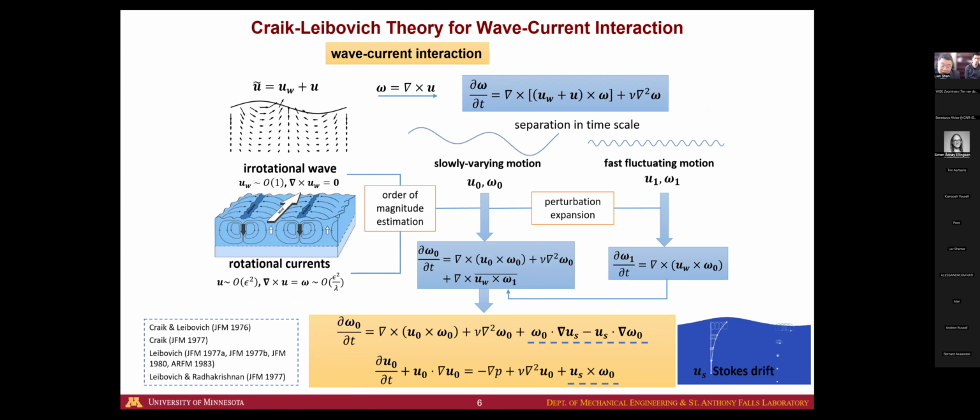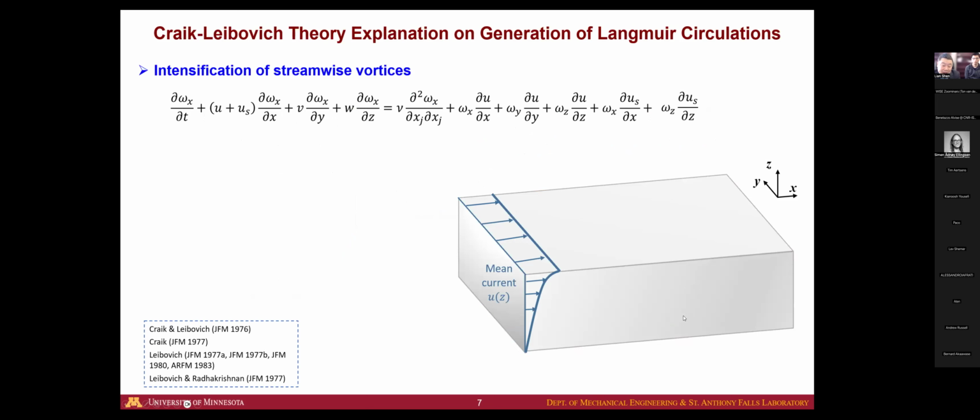Okay. And so that basically is the cross product of the velocity vector of the Stokes drift and the vorticity, at this slowly varying time scale. These are their theory, mathematically.